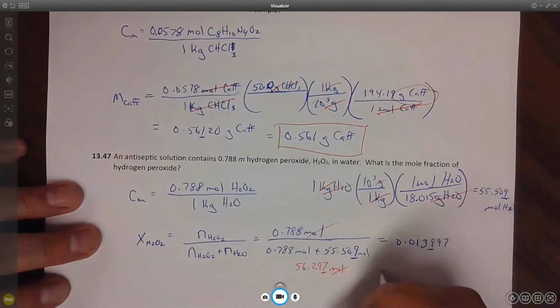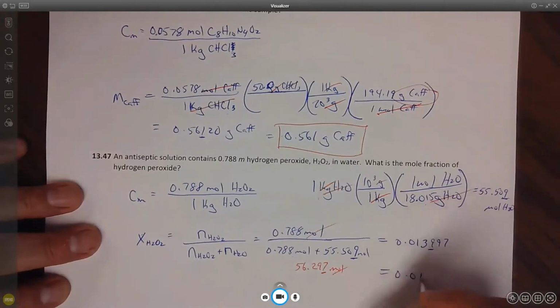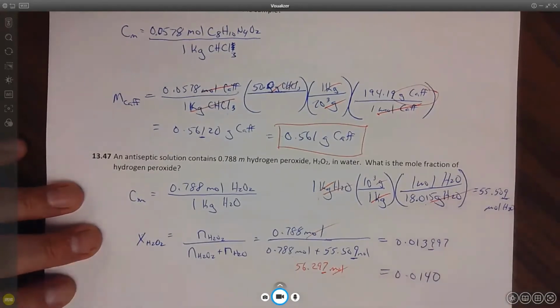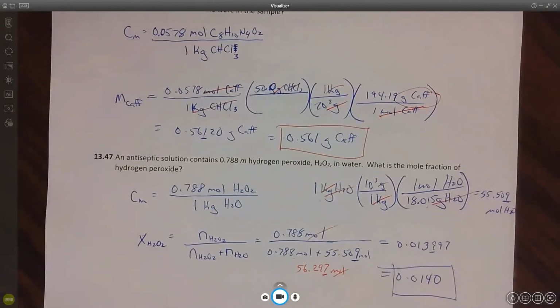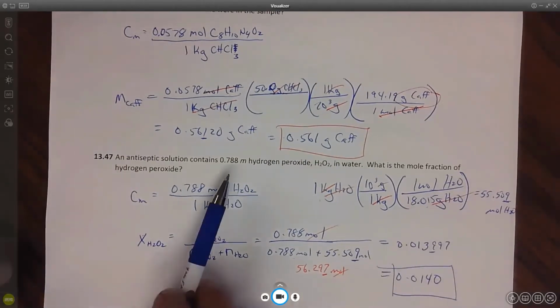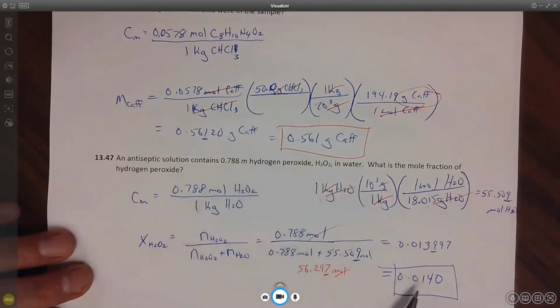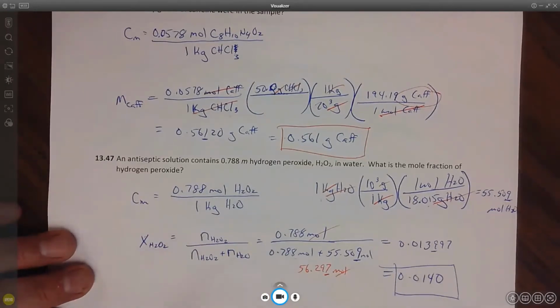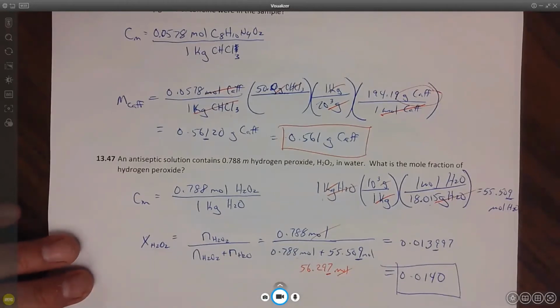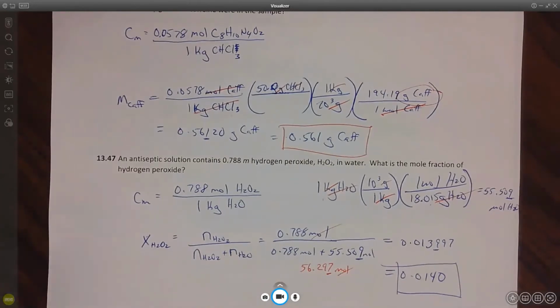And so your final answer would have been 0.0140. Okay, don't forget those zeros that are significant. And that would be your answer. So this 0.788 molar hydrogen peroxide in water is the same thing as having a mole fraction of H2O2 of 0.0140. Any questions with that?